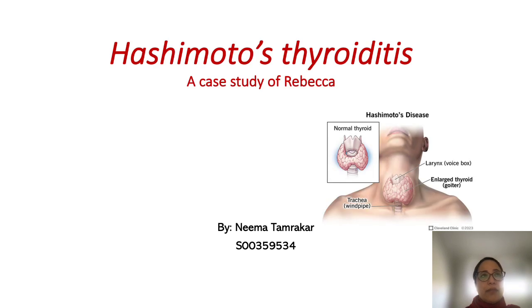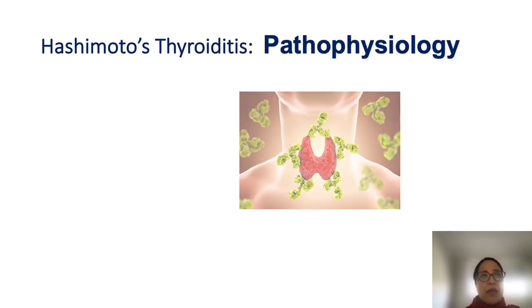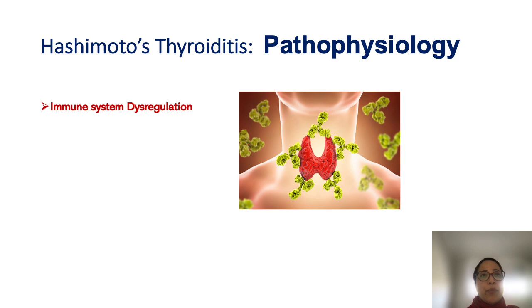Hello, my name is Nima Tamrakar and today I will be presenting a brief presentation on pathophysiology and pharmacology of Hashimoto thyroiditis. As we know, Hashimoto thyroiditis is a common cause of hypothyroidism, an autoimmune disease which occurs when your thyroid gland becomes irritated or inflamed due to a number of reasons, where the antibodies that your body makes attack the cells in the thyroid.